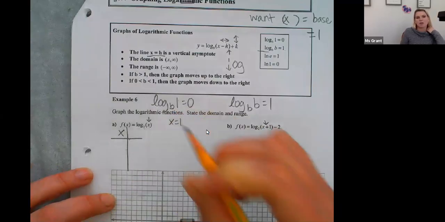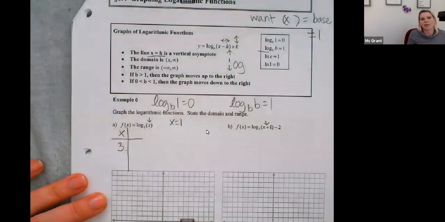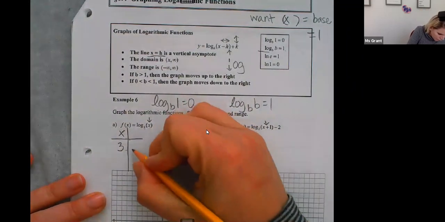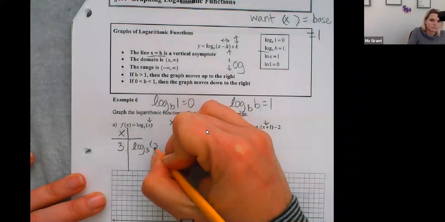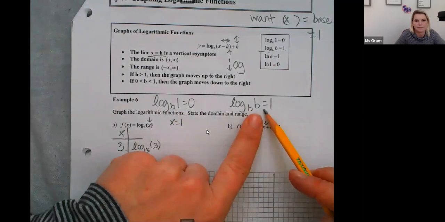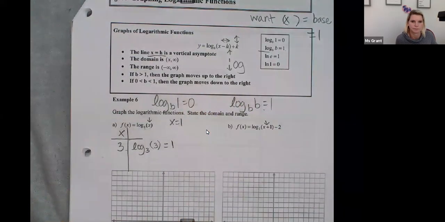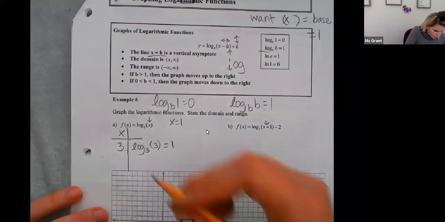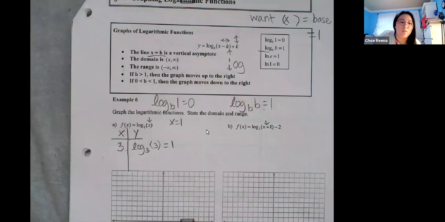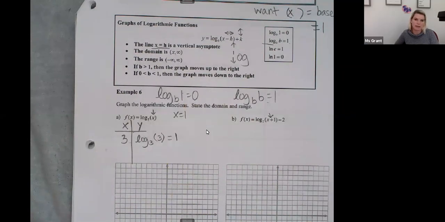I want my parentheses to equal 3 because then I'd have log. So if I pick 3 as an x value, I'm going to get log base 3 of 3. Hey, the base and the number are the same. That gets me a 1. So in order to get 1, you have to think of a number that matches the base.